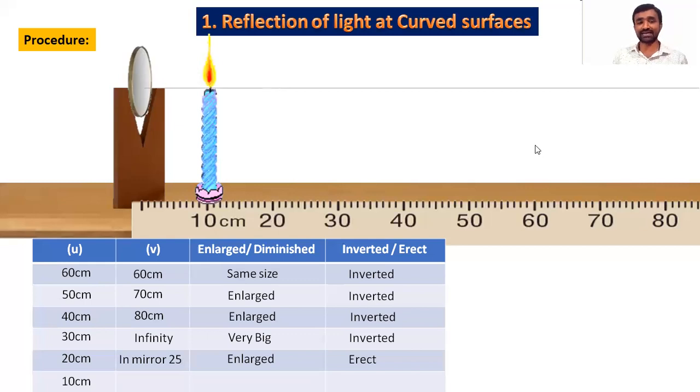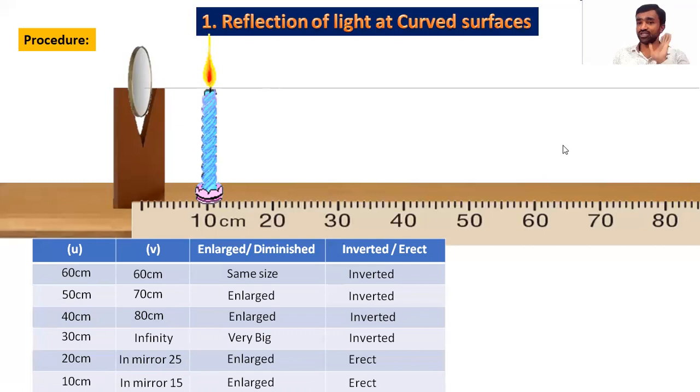So we can write the characteristics as follows. In the mirror, it may be obtained. Just blindly I am giving it 15 centimeters inside the mirror. Then the characteristics are, it is an enlarged and erect image.